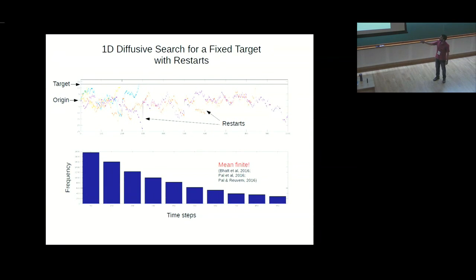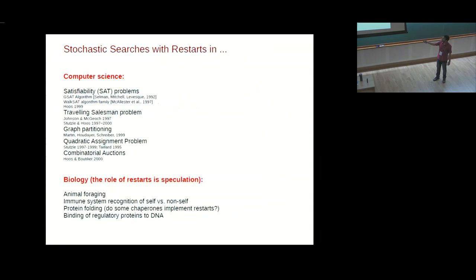Okay, so we came to this kind of problem because we were thinking about various kinds of biological scenarios where stochastic searches are relevant and where potentially restarts are also the case. But I won't have much to say about this or specific examples. I'm going to give some general results. But I just wanted to mention that these kind of stochastic searches with restarts are very well known and play an important role in various computer science problems.